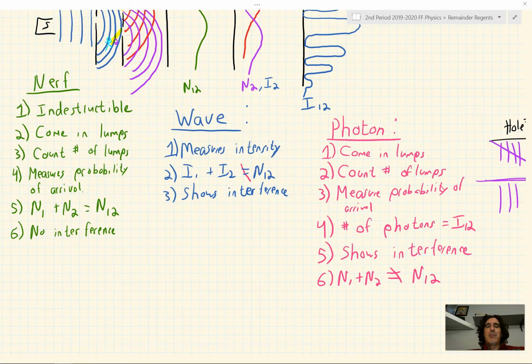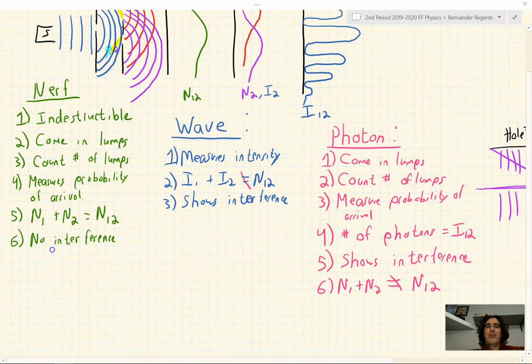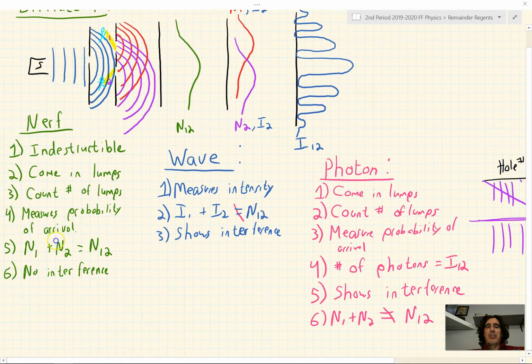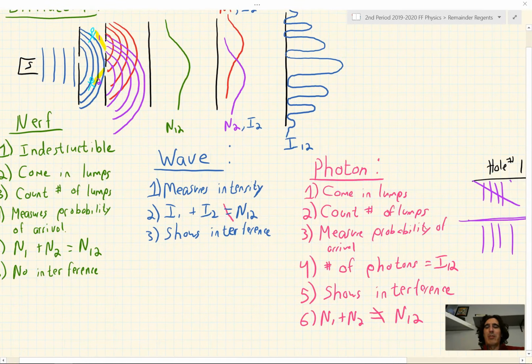There's one theory called the pilot wave theory, and I'll attach a video on this in which light is a particle, but it's surrounded by a wave.